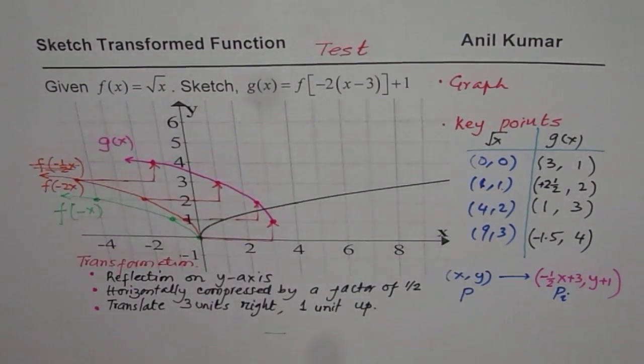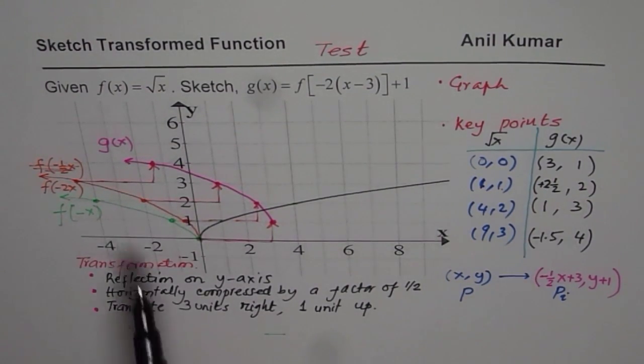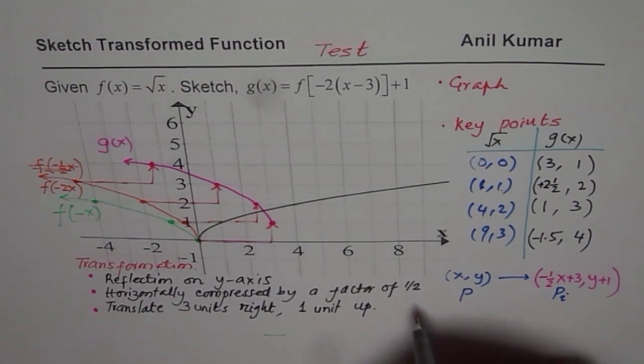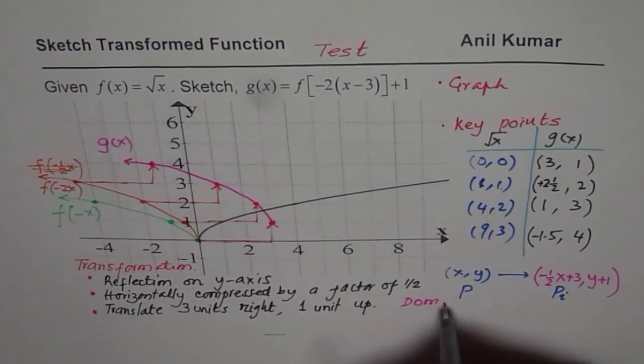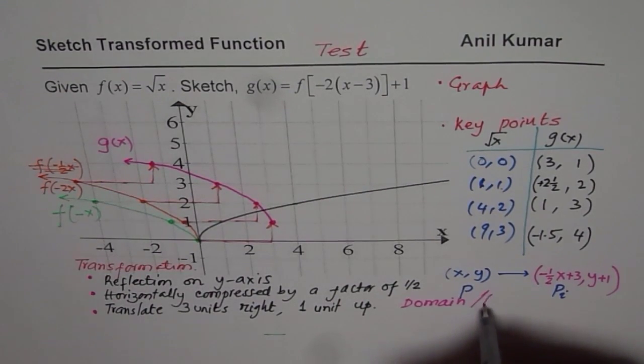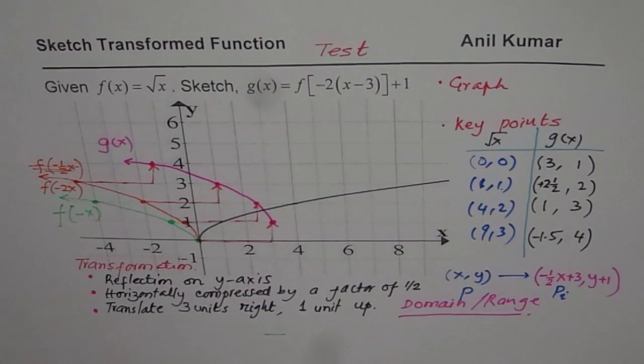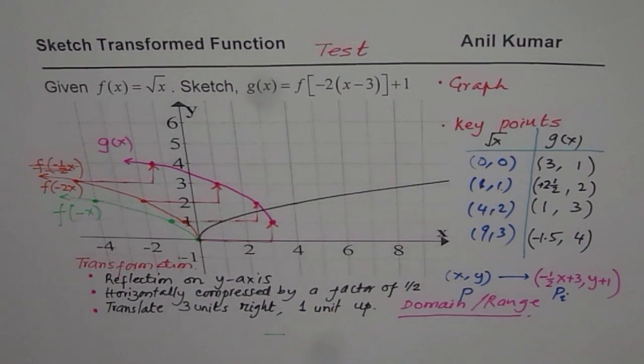So that is how we get the same points. Do you see that? No calculations involved. We get perfectly the same graph. So that is how you should be sketching the graph for the transform function. Now, you can also write domain and range of the function, right? So write domain and range of transform function, right? That should give you good information and insight to transform function.